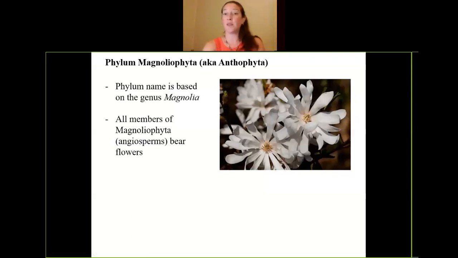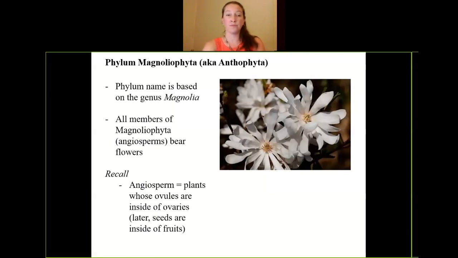Right. So if you're in that phylum, you bear flowers. And if you are in that phylum and you bear flowers, then you have your ovules inside of ovaries. And later, the seeds will be inside of fruits.